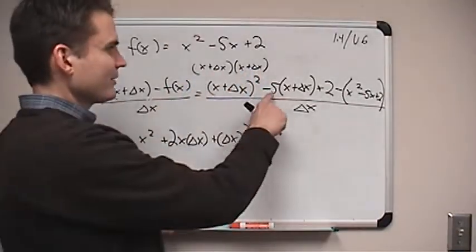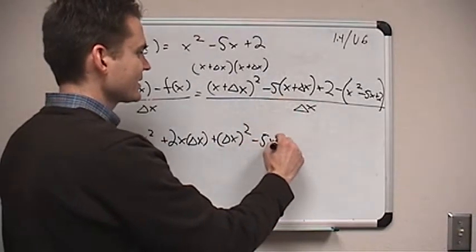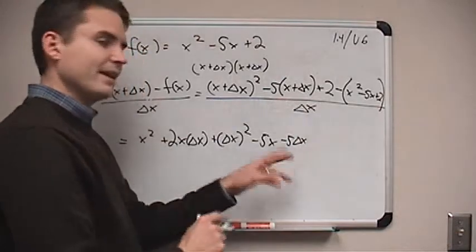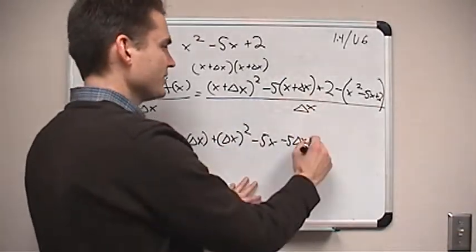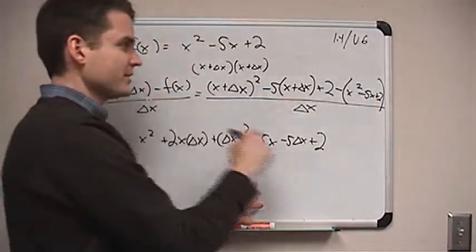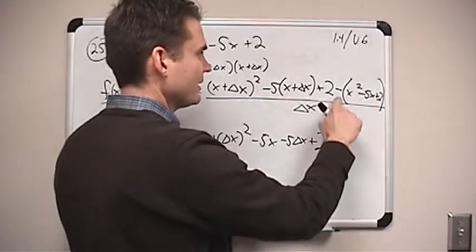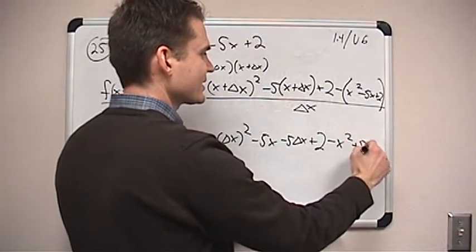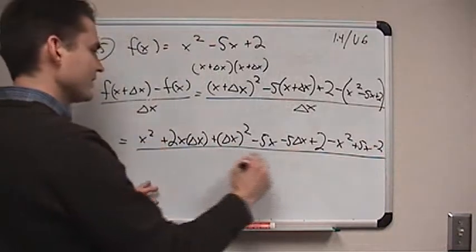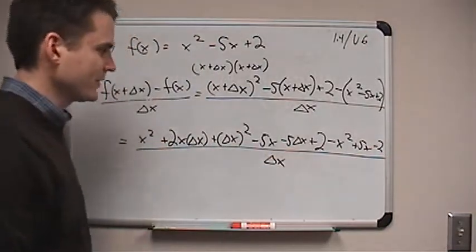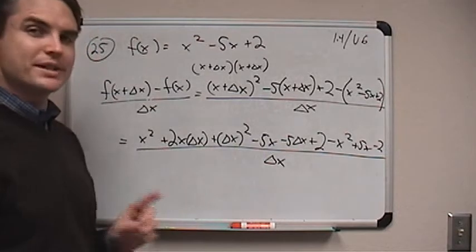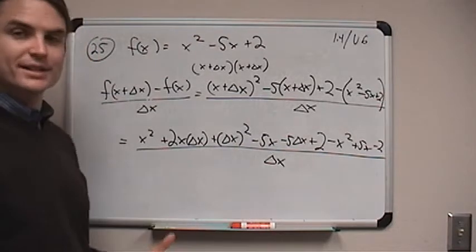Okay. Now I've got this, minus 5x minus 5 delta x. Okay. And then I think I can just barely fit this all in, plus 2. Okay. And then minus the original function, which I still have to do, but that's just minus x squared. That'll be plus 5x and minus 2. Okay. And that's all over delta x. Okay. Now, looks like a big mess, and it is, but at this point, what always happens with these difference quotients is that they simplify a lot.